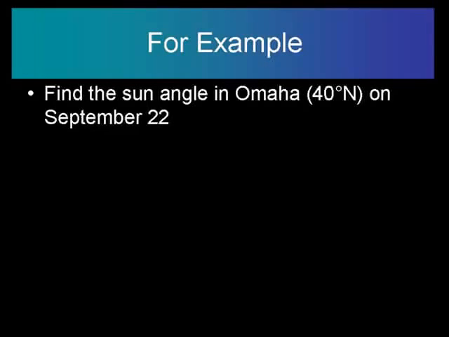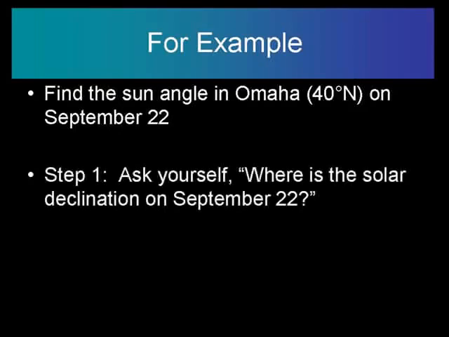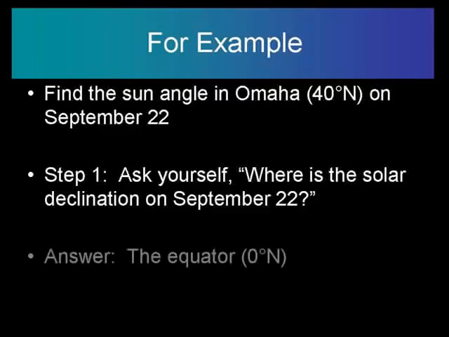Probably the easiest way to illustrate how to use this equation is to do a couple of examples. So here's the type of problem that would be very likely to be seen on the first test. Find the noon sun angle in Omaha, which we'll assume is about 40 degrees north, on September 22nd. There's basically going to be a real simple 3-step process for solving this problem. Step 1. Ask yourself, where is the solar declination on September 22nd? Well, September 22nd is the September equinox, so we know that the solar declination on the September equinox is at the equator, 0 degrees north.